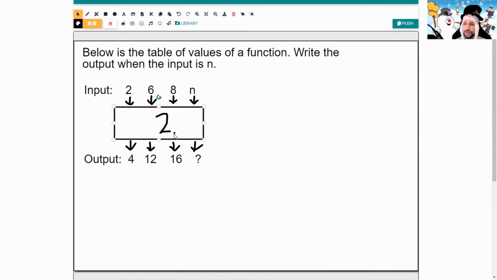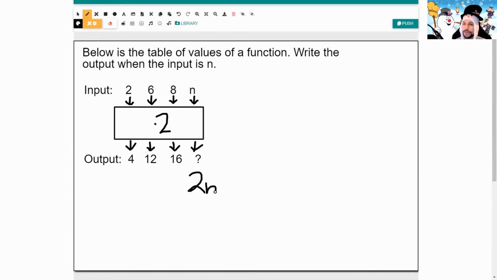Again, 4 is a larger number, so we could multiply by 2. Maybe we're just multiplying 2 times 2 to get to 4. 6 times 2 is 12, that follows. 8 times 2 is 16. So our rule seems to be, our function is multiply the input by 2. The input's n, we're just multiplying that variable n by 2, so our output would be 2n.